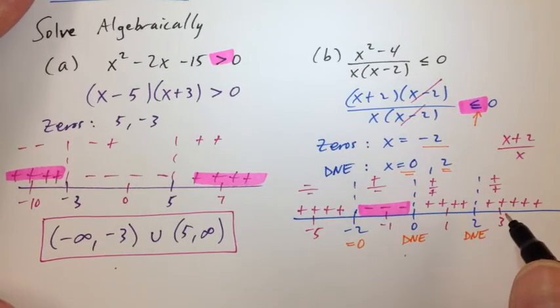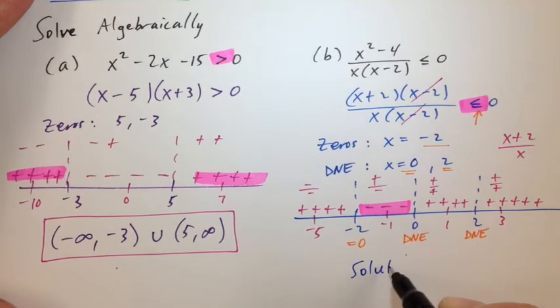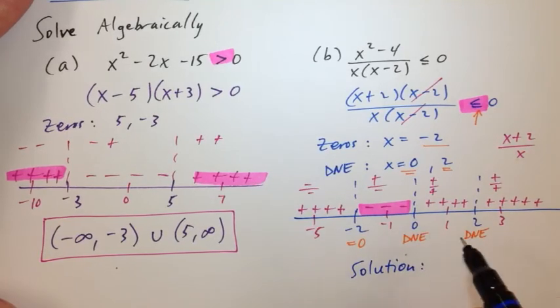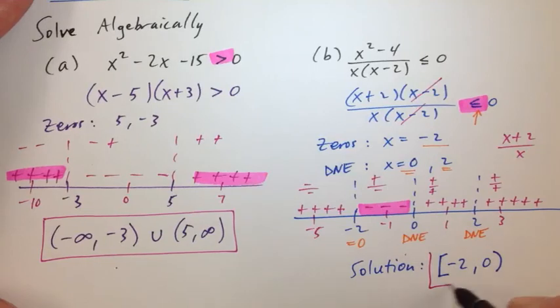That's where I see students missing a few points and getting really frustrated because it was just a parenthesis instead of a bracket. So just be careful there. And so our solution would be all the real numbers between negative 2 and 0, including negative 2, but not including 0. Okay, be really careful there. I know I've said that, but there you go.